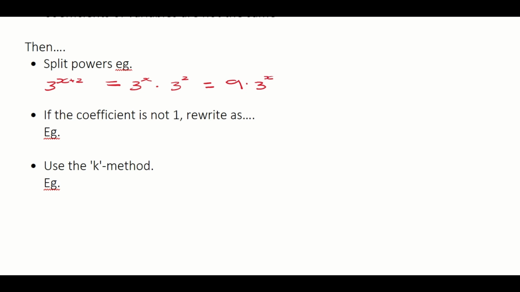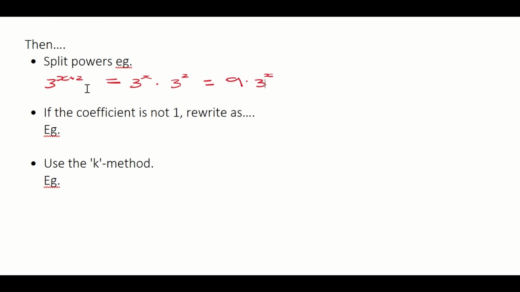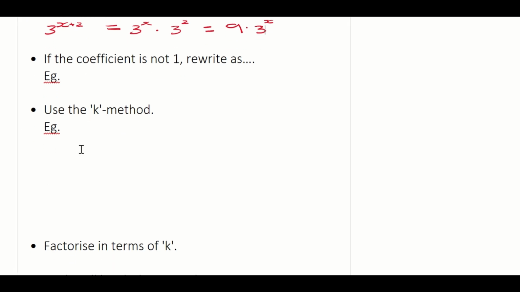Okay, the second step is if the coefficient is not 1, if it's anything else but 1, then we rewrite it. And we rewrite it like this. If, for example, you've got 3 to the power of 2x, you can see that the coefficient of x is not 1, it's 2. So what we do there is we write 3 to the power of x in a bracket and we square that. Okay, so that's what we do next.